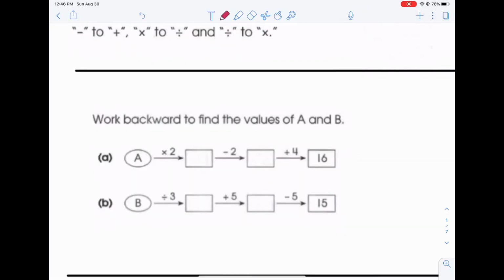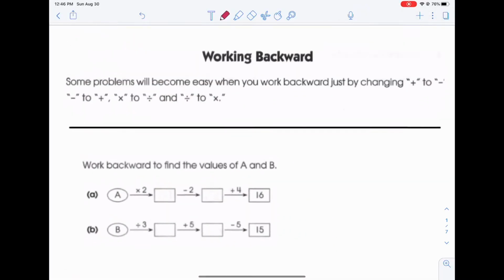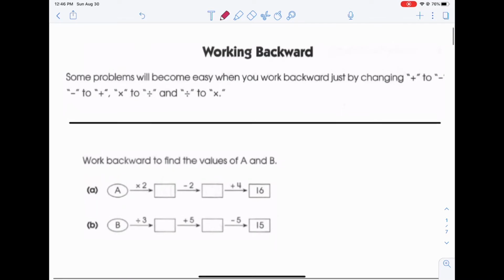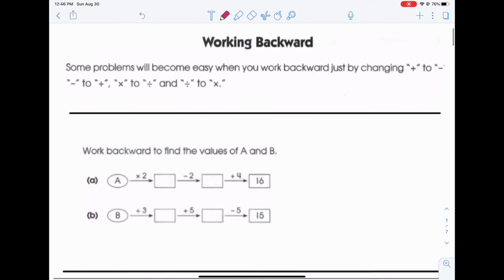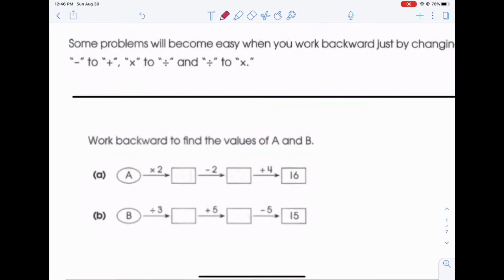Okay, so hi guys, I'm Sunny, and today we are going to be working on problems where we have to work backwards to find our answers. And I'll show you guys how to do that right here.